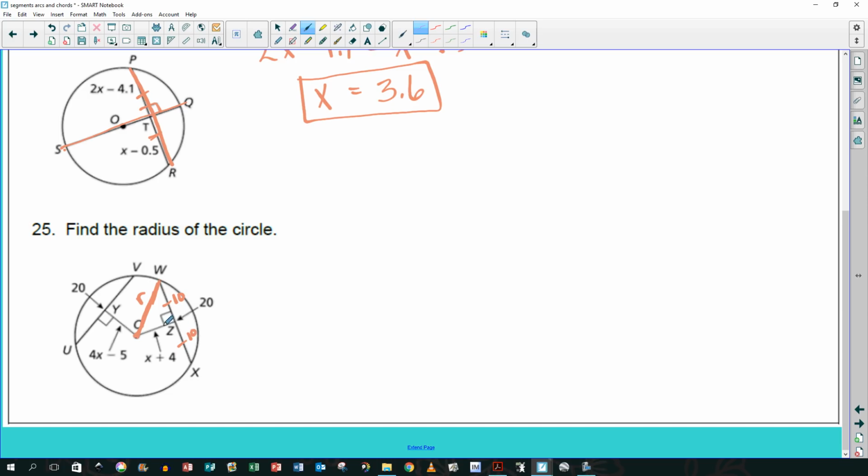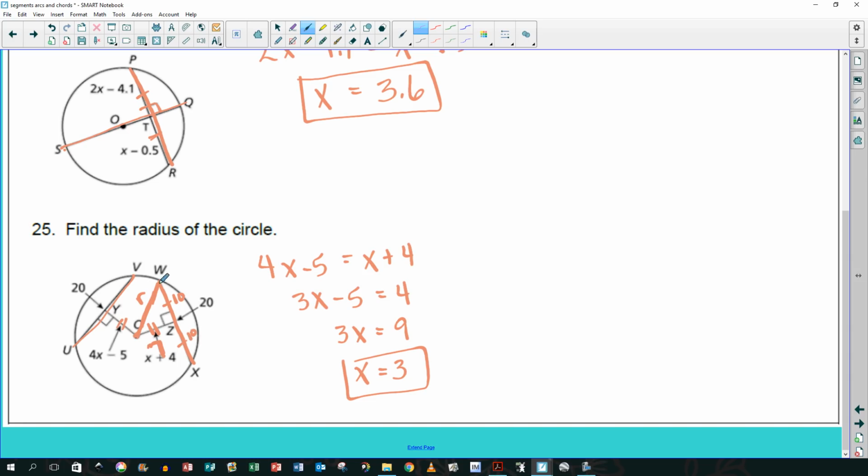And I also know that since this chord is congruent to this chord, then this is congruent to that. So that means that 4x minus 5 is equal to x plus 4. So if I subtract x, I get 3x. And if I add 5, I get 3x equals 9. So x is 3. Well, if x is 3, 3 plus 4 is 7. So that makes this piece 7.